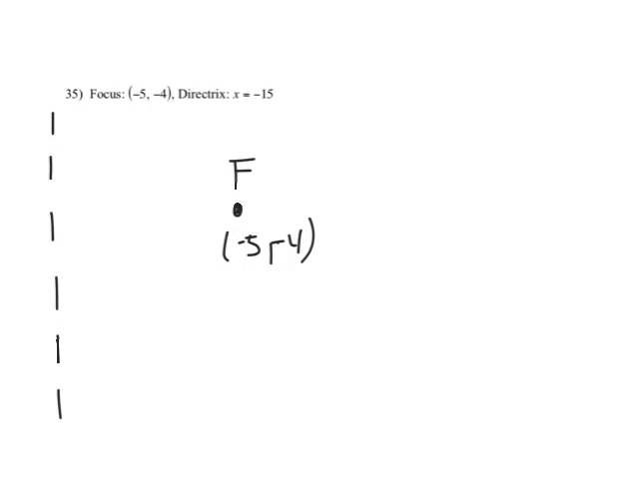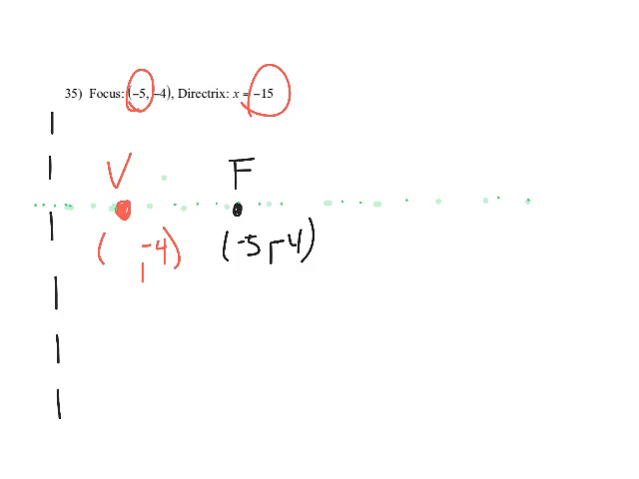Your vertex, please remember that your vertex for your parabola is exactly halfway between your focus and your directrix. So to find the x coordinate, because the x coordinate is what's changing, your y coordinate is just going to be -4 because your axis of symmetry goes through your vertex and your focus, and it would be a horizontal line that's perpendicular to your directrix. But ultimately, all you're going to do is take your two x's and add them together and divide by 2, right? It's the midpoint, it's halfway between the two, so -5 and -15 is -20, divided by 2 is -10.